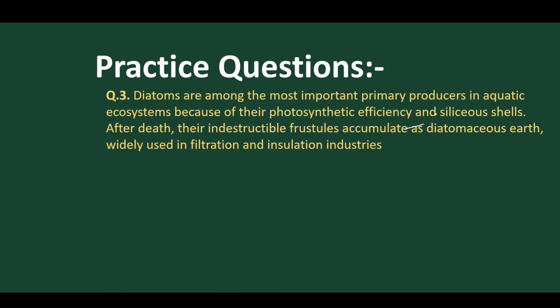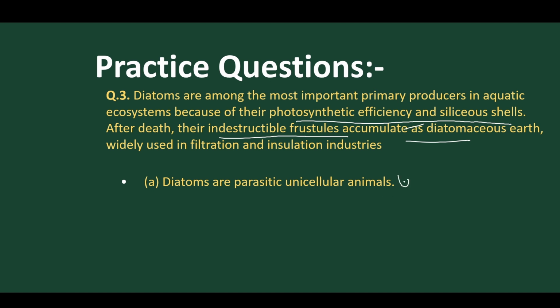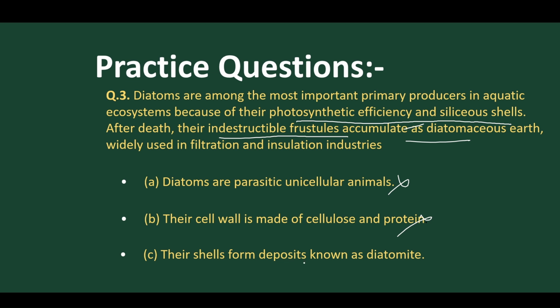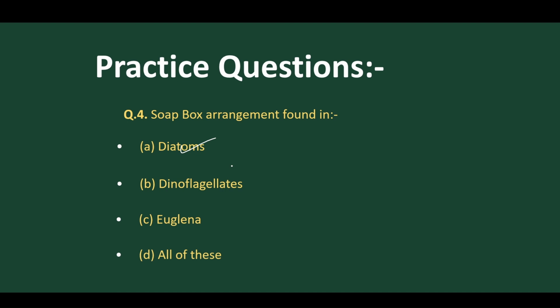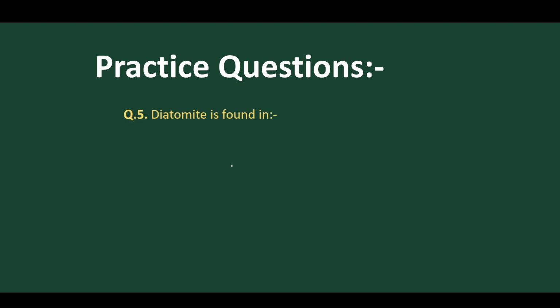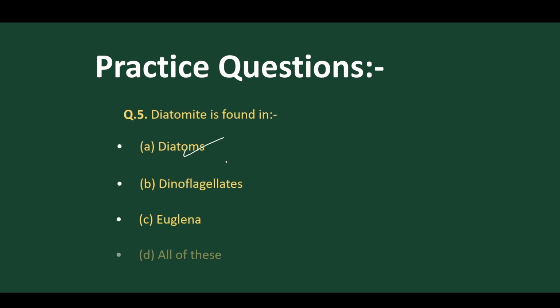Diatoms are among the most important primary producers in aquatic ecosystems because of their photosynthetic efficiency and siliceous cells. Yes, it's true. After that, the silica frustules accumulate. Yes, they are both true. Diatoms are parasitic unicellular organisms. The cell wall is made of cellulose and pectin. The cells form deposits known as dolomite. Yes, this is the right answer. Got it. But the fourth question: soapbox arrangement is found in diatoms. Yes, and diatomite is found in diatoms. Yes. Okay, so there are a lot of questions present.